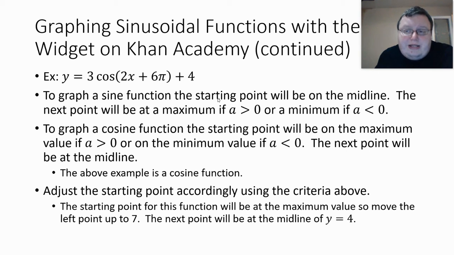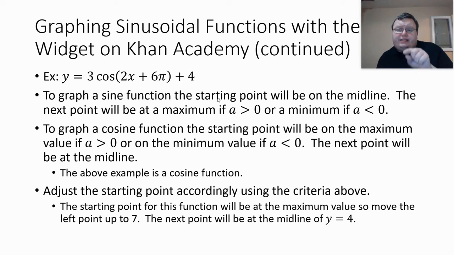The next point will be at the midline. So you either start at a midline and you go to a max or min, or you start at a max or a min and you go to a midline. Those are your options. It's pretty simple. It's two options, sine or cosine. This above example is obviously a cosine function, so we want to adjust the starting point accordingly using the criteria above. Since A is a positive 3, we're going to put the starting point at the maximum value of 7.